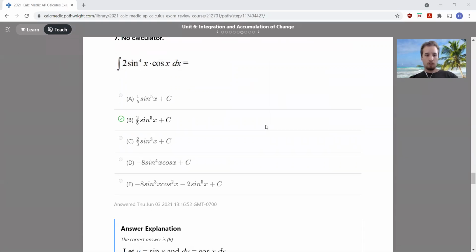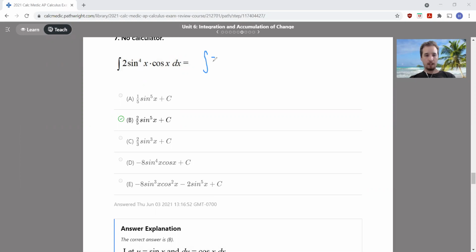Whew. Okay, this one we're going to have to do u substitution. I mean, I don't know about you, but I don't know the exact integral of sine to the 4th times cosine. So when I have a complicated integral like this, I'm thinking to myself, oh, you know what? Probably going to have to make this integral simpler. U substitution is one of those ways.